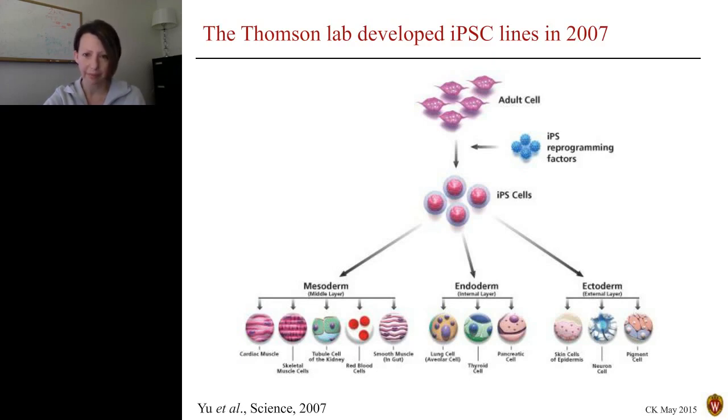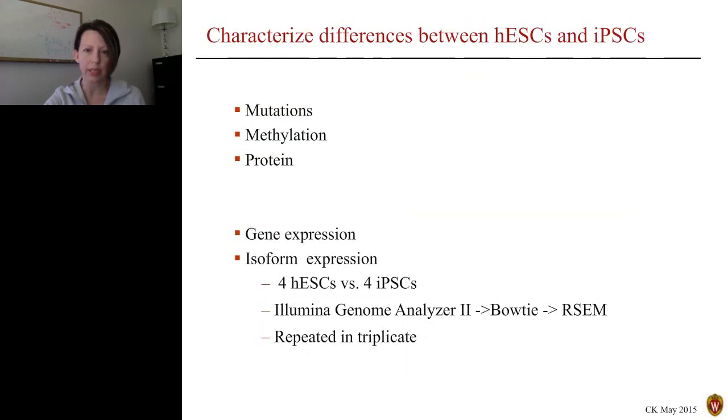But they're not identical, and so a focus in the Thompson lab, as well as other labs that use these lines, is characterizing the differences at all sorts of levels so that we better understand their implications on downstream studies. The Thompson lab and other labs look at all sorts of genomic measurements in an effort to characterize those differences, and I've listed some of those measurements here. They look at mutations, methylation patterns, protein.